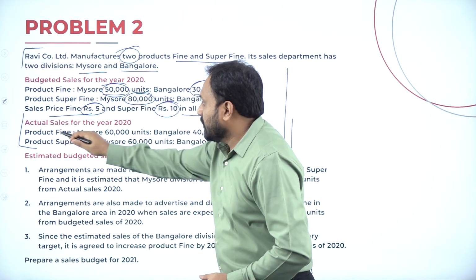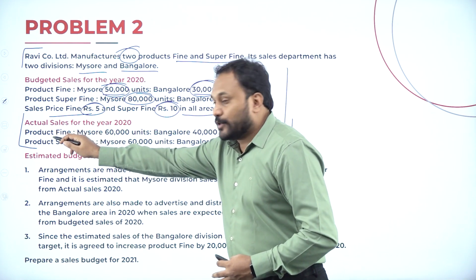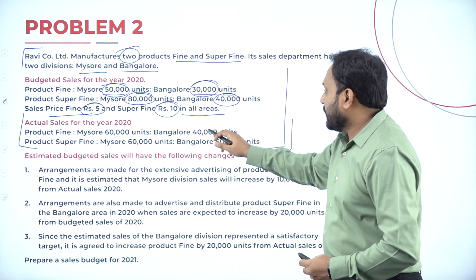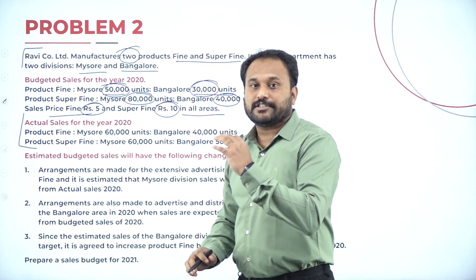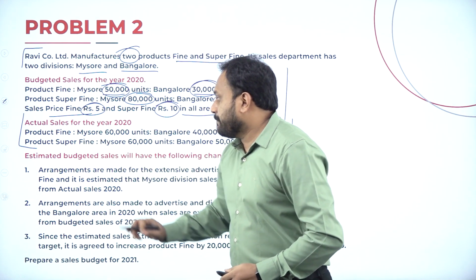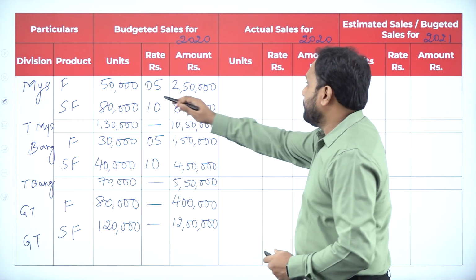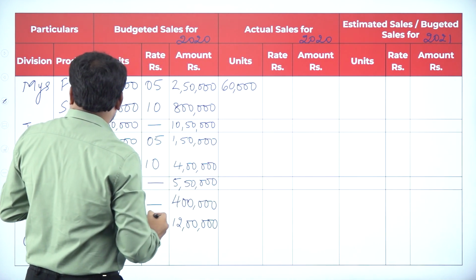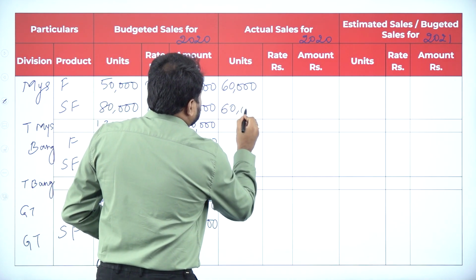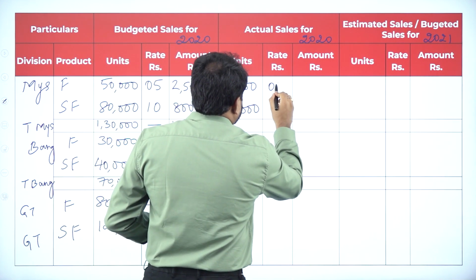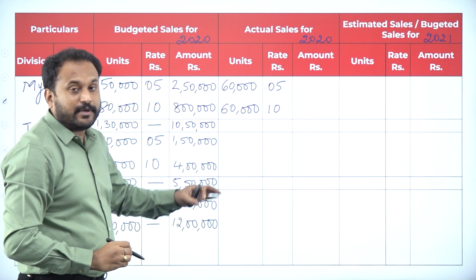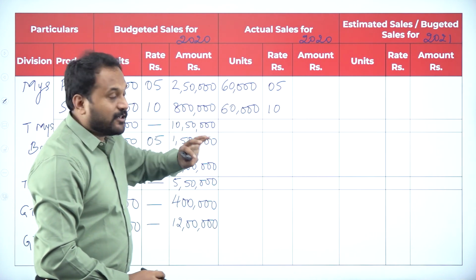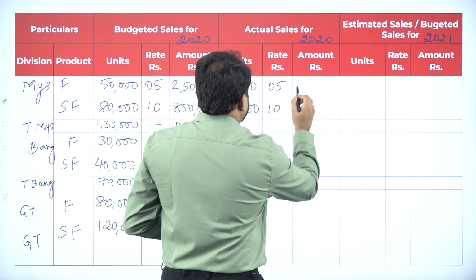See, till here we are done. Now actuals for the year 2020. Product fine Mysore is 60 and super fine Mysore is 60. Both are 60 here. And Bangalore 40 and 50, we will go one by one. 60,000 is fine and 60,000 is super fine for the Mysore division. So we'll write here Mysore division fine, it is 60,000. And super fine also it is 60,000. Now here the rate becomes 5 rupees and 10 rupees respectively, because they have given in all areas, it remains the same. If you calculate 5 6s are 30, so it is 3 lakh.